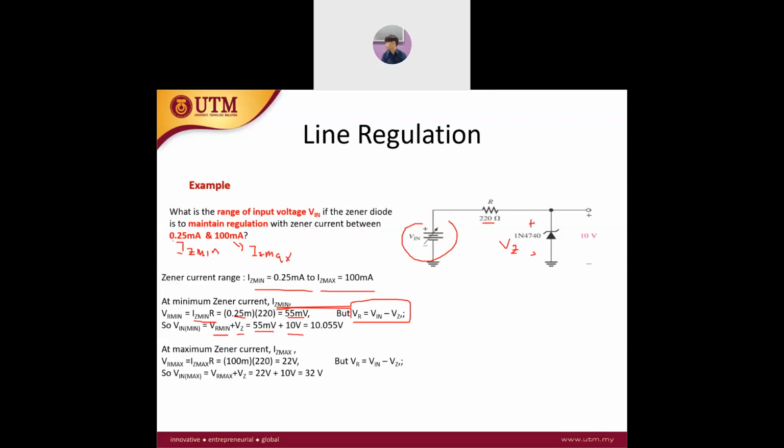So the answer will be 10.055 volts. Okay. So this is the Zener voltage, Zener diode with 10 volts, VZ.